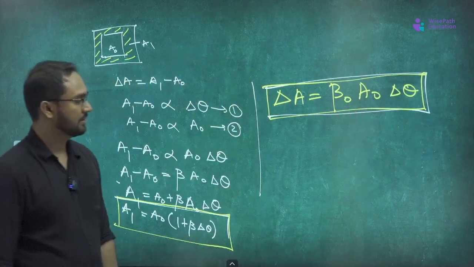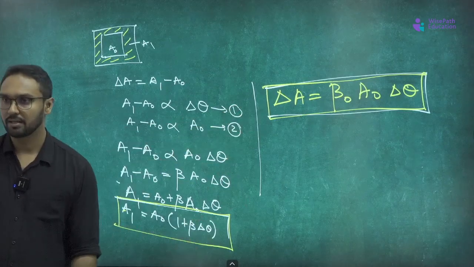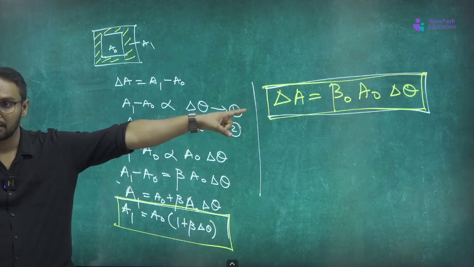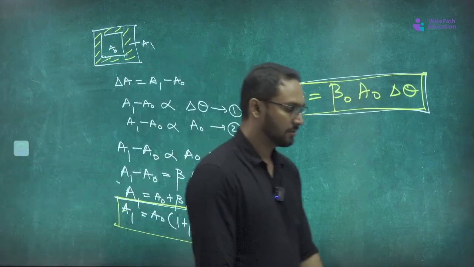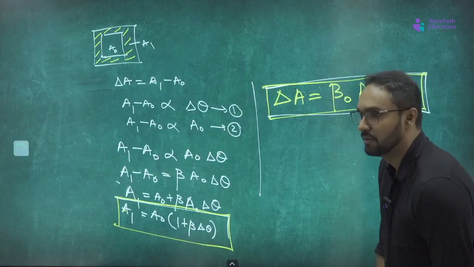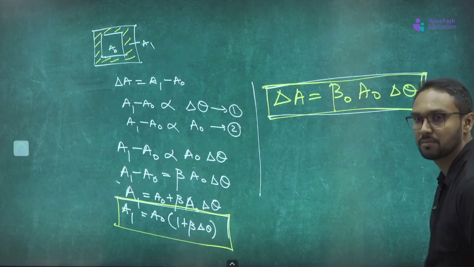So these are the two equations you have to remember. One is this one, the other one is that one. This gives the final area and this gives the amount of area expanded. So take note quickly. Write it in a box, but you don't have to remember how to derive it.